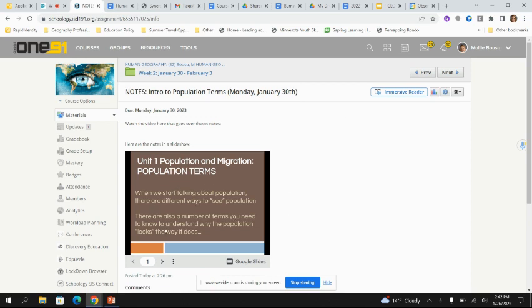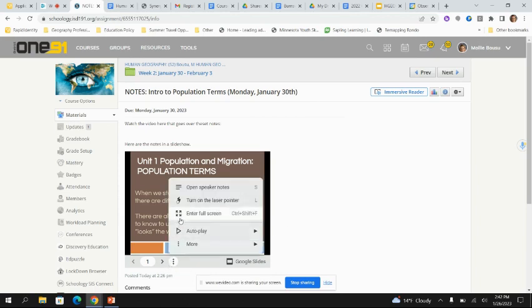The first unit that we're going to do is population and migration. And we're going to focus on population terms. When we start talking about population, there are different ways to see population. And there's also a number of terms that you're going to need to know and understand why population looks the way it does. So we're going to go over some of those terms today.